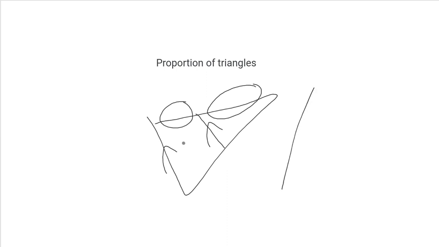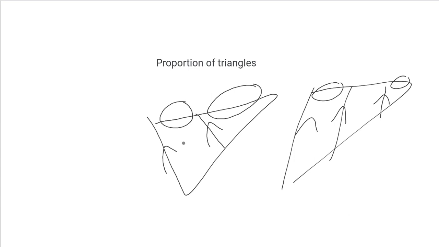Because if I had the same triangle, parallel, and then I cut differently, this still has a relationship to this. This has a relationship to the whole thing. So it just depends on where we cut it, on how the relationship looks.